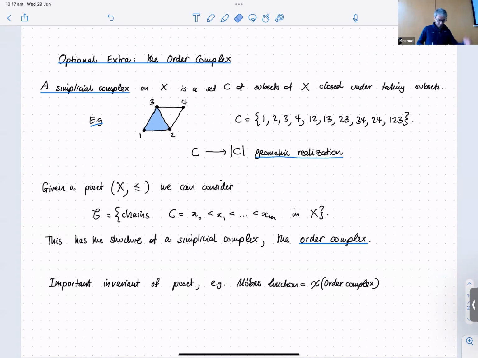Just a simple example of why this is important: essentially, the Möbius function, which I hope you've met, is the Euler characteristic of the order complex. So the order complex is an important kind of topological invariant of posets.